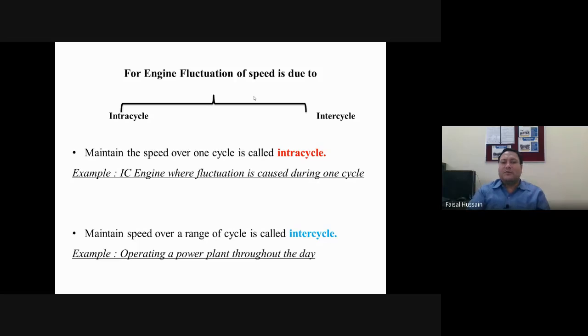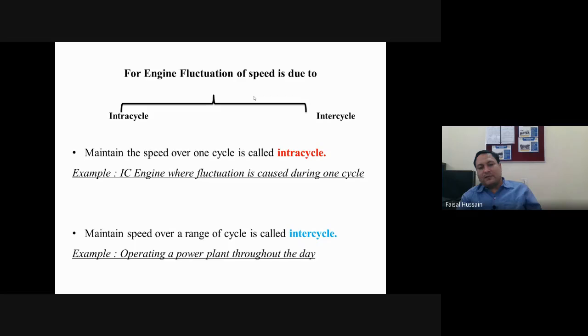Okay, for example IC engine where fluctuation is caused during one cycle, so that is intra-cycle. Similarly, intercycle. Intercycle means maintain speed over a range of cycles. For example, a power plant. A power plant is operating throughout the day. It is not like your IC engine कि यहाँ से आपको if you want to go 40 kilometers तो 40 kilometers तक वर्क हुआ फिर बंद हो गई गाड़ी.